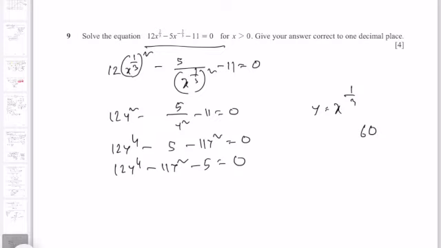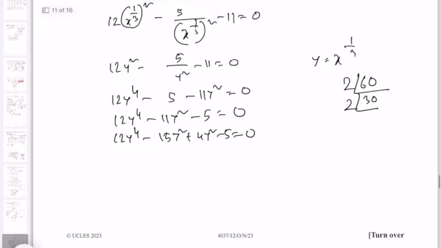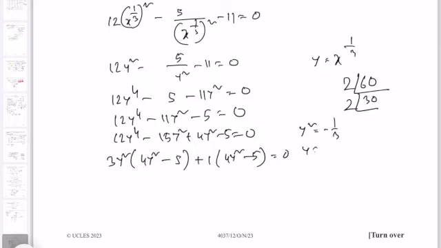Maybe 15 and 4. Yes, thank you. That's great. 15 y squared, plus 4 y squared, minus 5 equals 0. Now take y squared as common, then side by side 3 also. 3y squared, 4y squared minus 5, plus 1 common, 4y squared minus 5 equals 0. So y squared equals minus 1 by 3, y equals the root of minus 1 by 3, not a real root, no real roots.